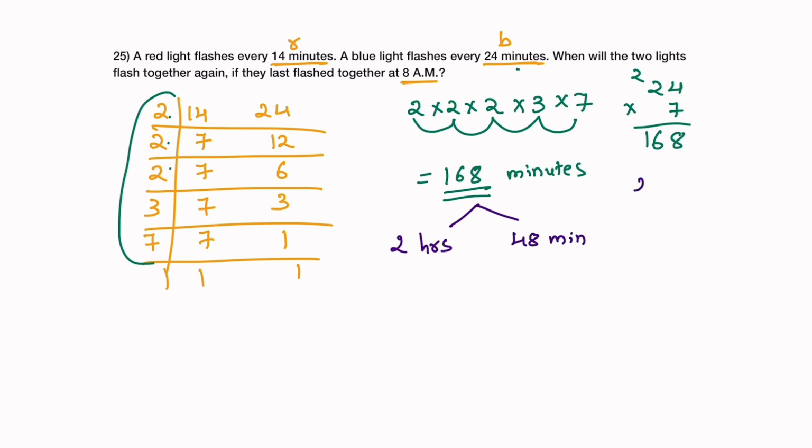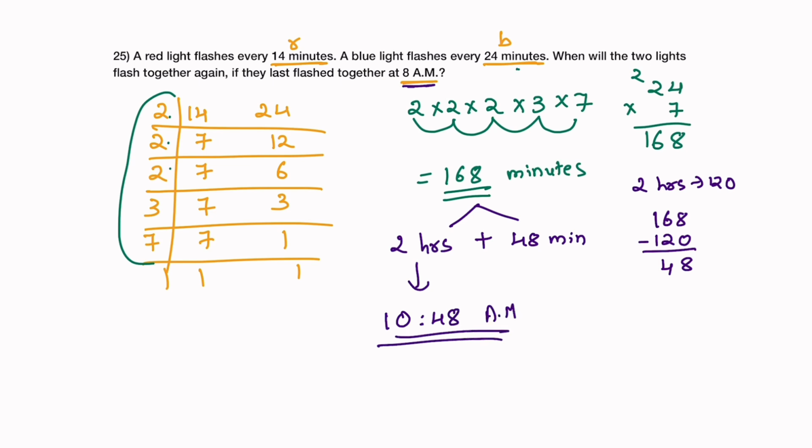Because 2 hours is 120 minutes. So 168 minus 120, that's 48, right? So it's 2 hours and 48 minutes. So it's 8 o'clock, 8 a.m. Plus 2 hours, it will make it 10 a.m., right? And plus 48 minutes, so 10:48 a.m. So that's the next time that they will flash together.